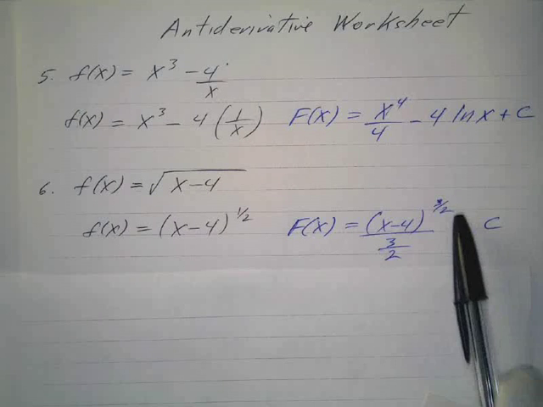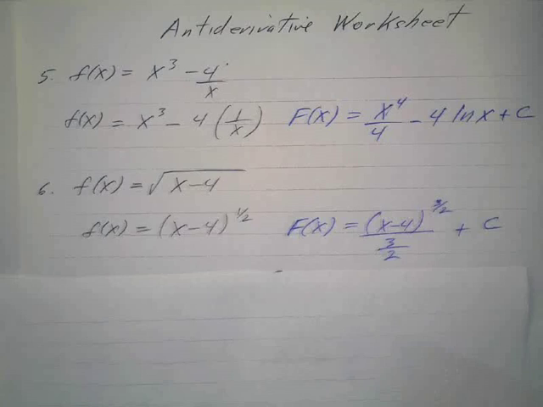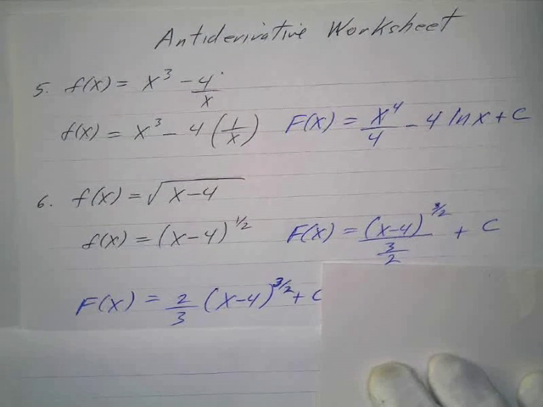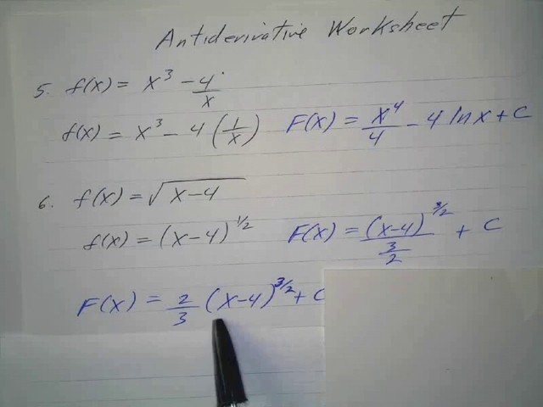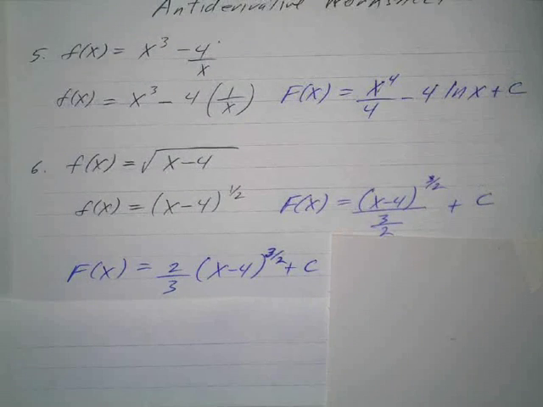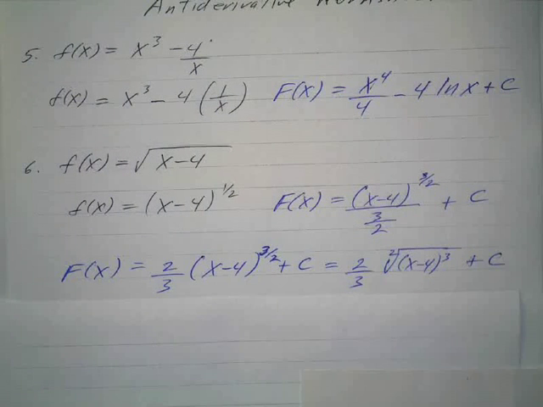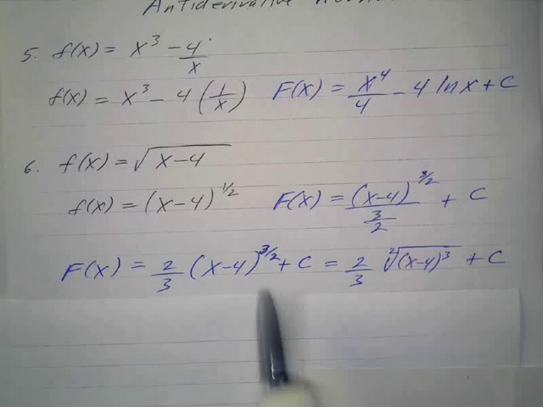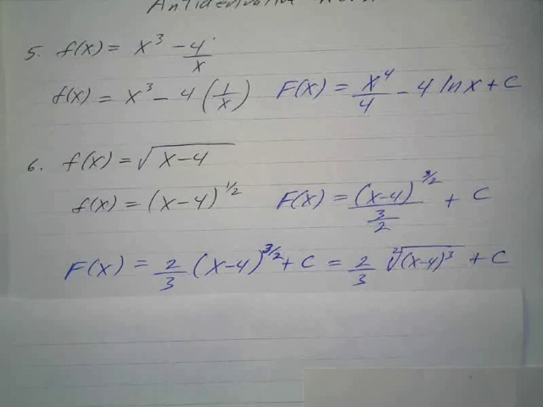You could also multiply the top and the bottom by 2, and that's going to give you 2 over 3, or invert and multiply. So you have 2/3. In other words, if you're dividing by 3 over 2, it's like multiplying by 2 over 3. And there's my x minus 4 to the 3 halves plus c. And I think that's the answer that we gave you. You could also put this back into radical form if you wanted, and write it as 2/3 times the square root of x minus 4, to the 3rd power, plus c. Okay?